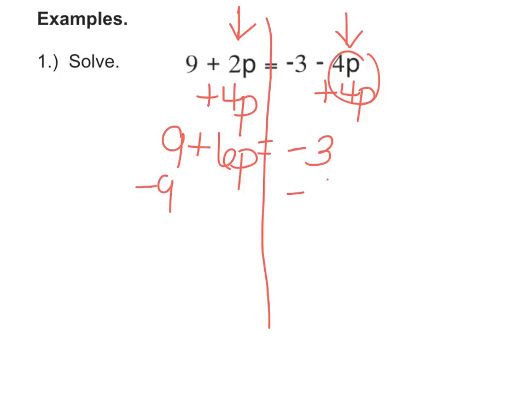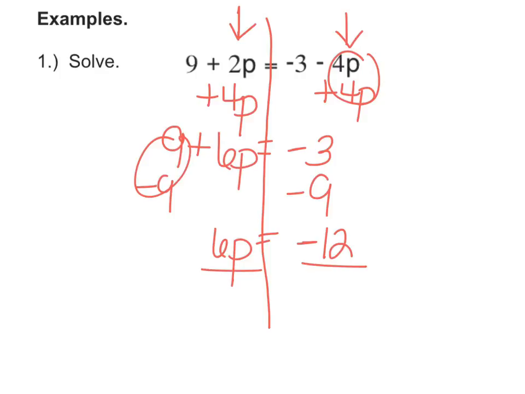I'm going to subtract 9 from both sides. There's my inverse pair. 6p comes down. Negative 3 minus 9, same sign you add, is negative 12. My final step here is to divide by 6. P equals negative 2. And as always, you can substitute that into your original equation to check to make sure it's correct.